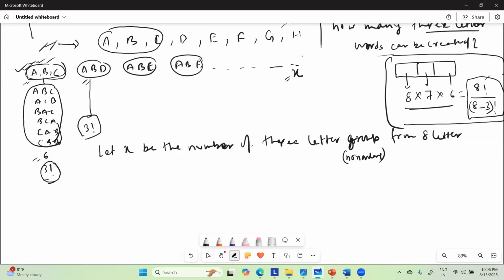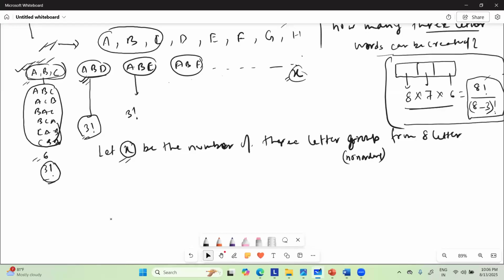अगर हम दूसरा ग्रुप लेते हैं ABD, इससे भी हम 3 फैक्टोरियल वर्ड बना लेंगे। तीसरा ग्रुप लेते हैं ABE, इससे भी 3 फैक्टोरियल वर्ड बना लेंगे। But the problem is we don't know how many groups can be formed. तो हमने फिलहाल के लिए x मान लिया इसको। So I considered the total number of groups which we can make is x.